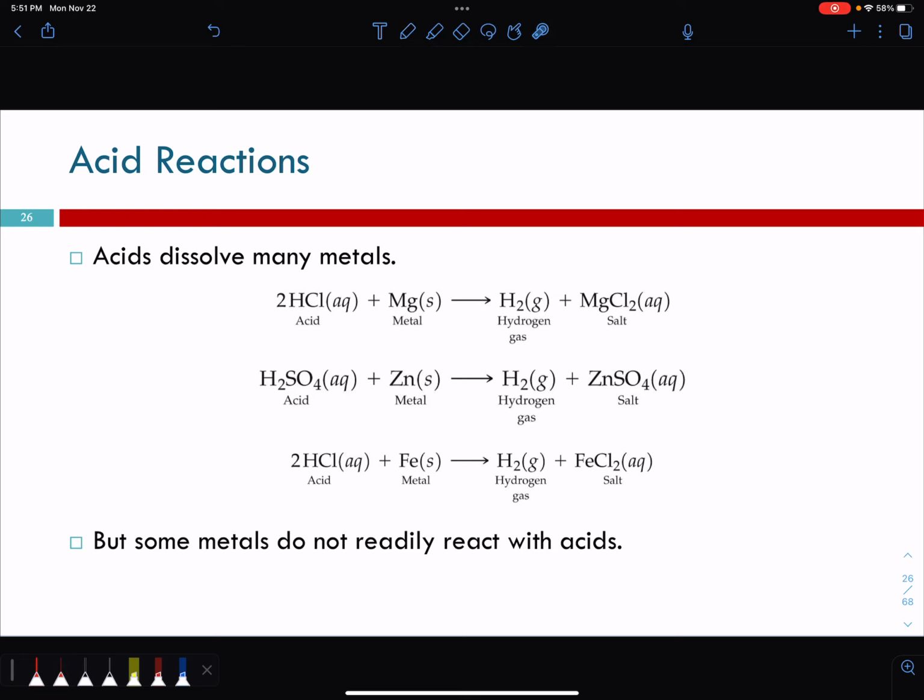So, acids dissolve many metals. You may remember the activity series, which we talked about super briefly. The activity series basically says if any metal is higher than hydrogen on the series, then it reacts. I believe that's what it was. It's either higher or lower, I always forget. So these are metals that all react.